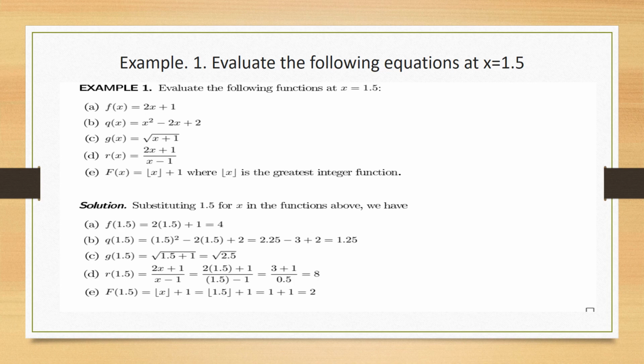Letter B, q of x is equal to x squared minus 2x plus 2. Change the value of x into 1.5, so it will become q of 1.5 is equal to 1.5 with the exponent of 2, minus 2 times 1.5, plus 2. 1.5 times 1.5 is equal to 2.25. 2 times 1.5 is equal to 3, so 2.25 minus 3 plus 2 is equal to 1.25.